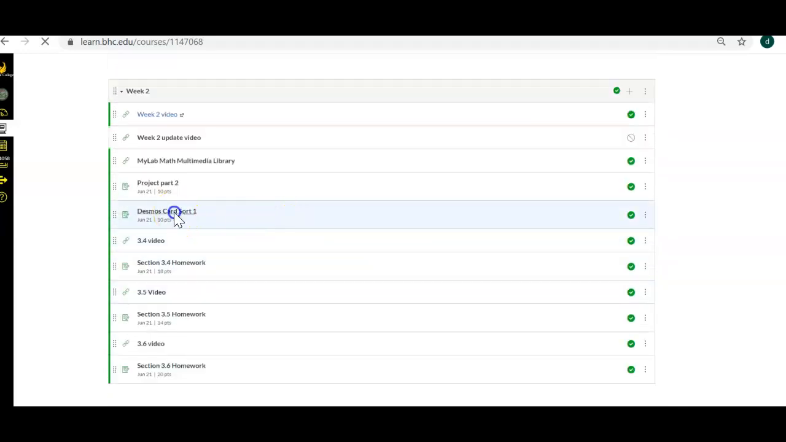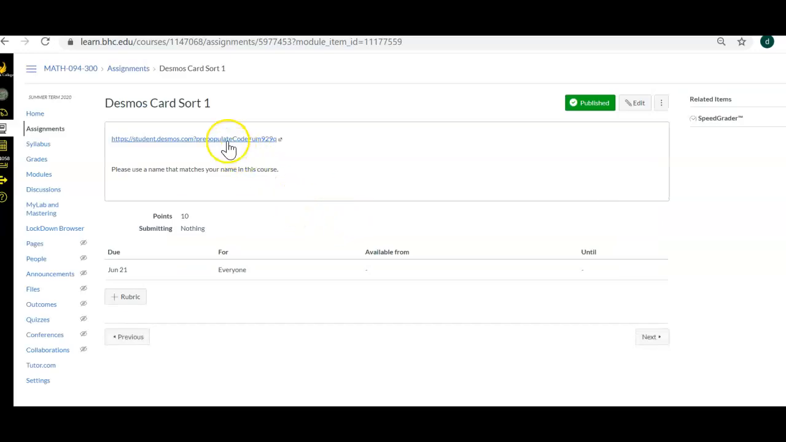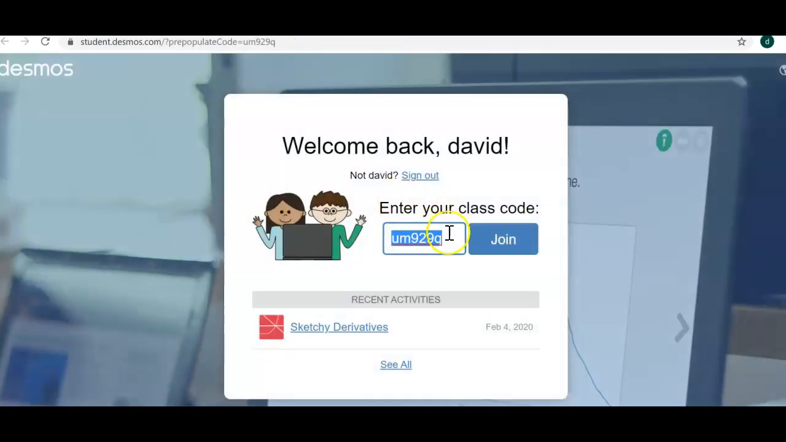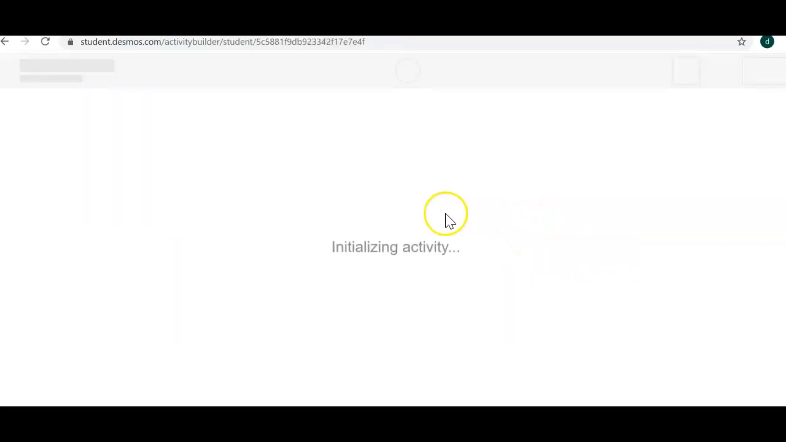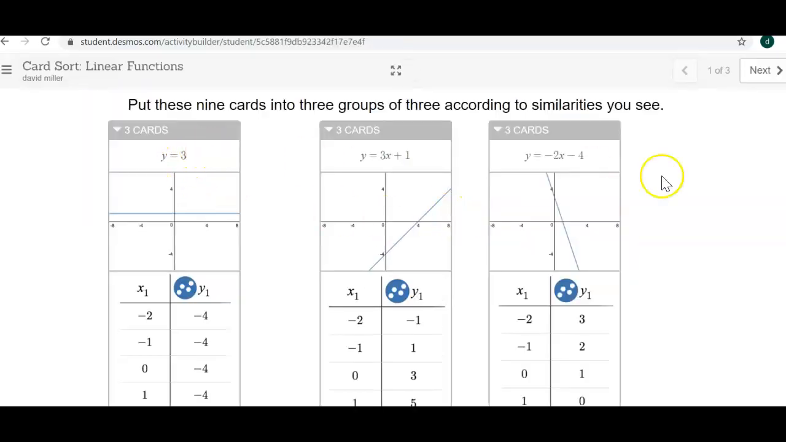The first thing I wanted to do is go back and take a look at something from week 2, which was this Desmos card sort. There are different ways that you could have grouped these, but this is how I ended up grouping them. Y equals 3, this line across, and then this table. All of these are horizontal lines because the y values never change.